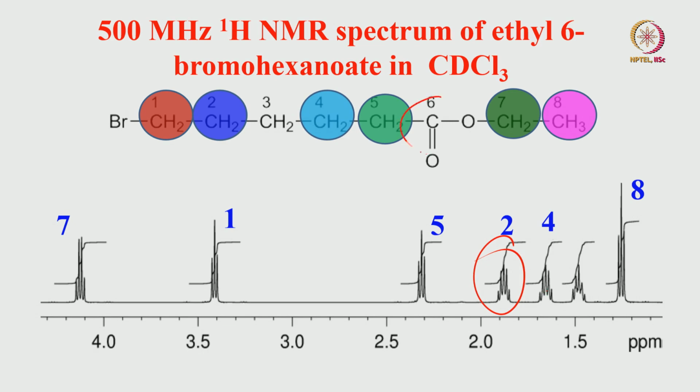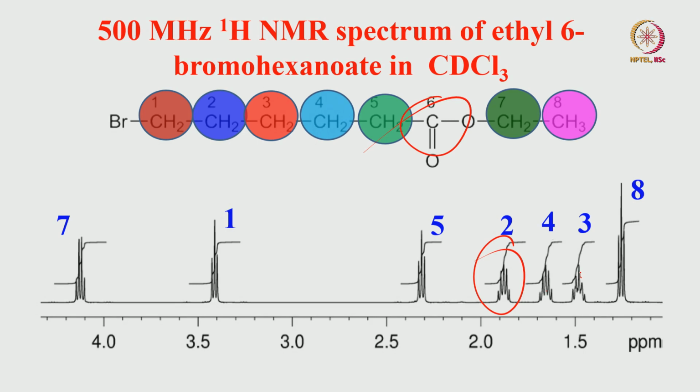This comes downfield because of the induction effect. This is more electronegative here. So I would say this one. And the last one I would say is coming here because this is far away from the dominant C double bond O, so it resonates here. This is my assignment. How are you sure whether my assignment is correct or not?